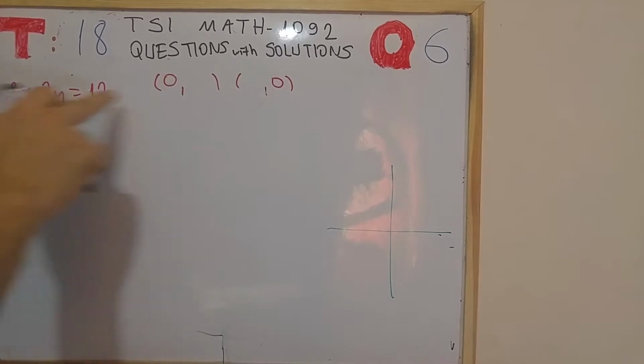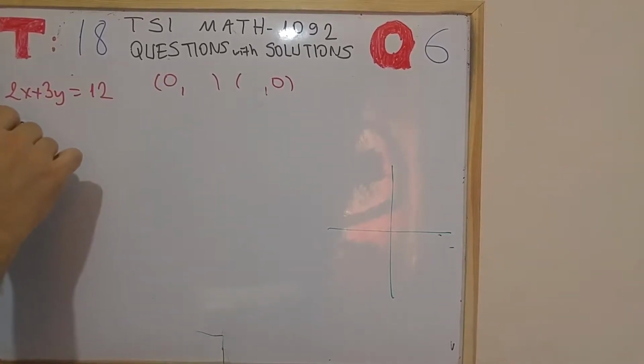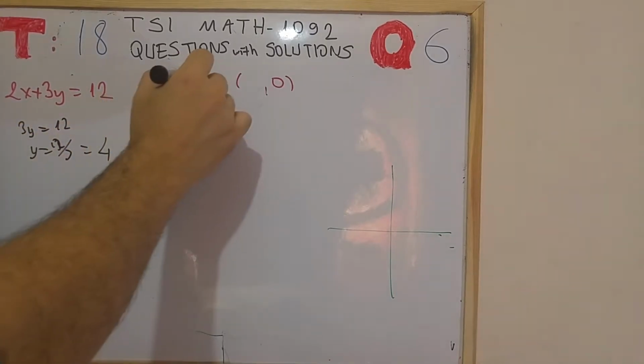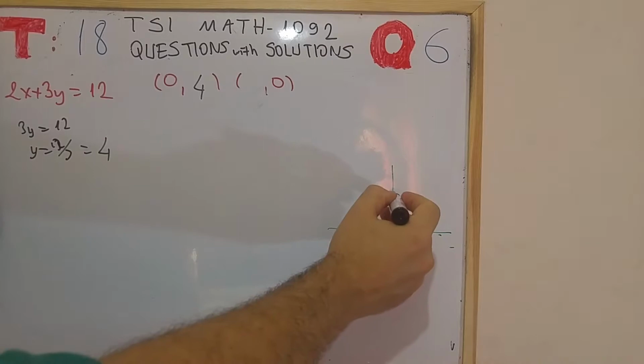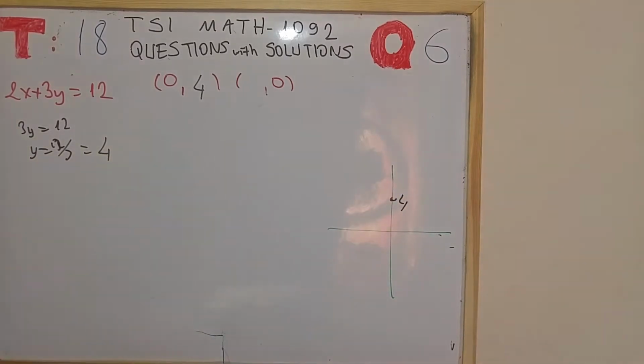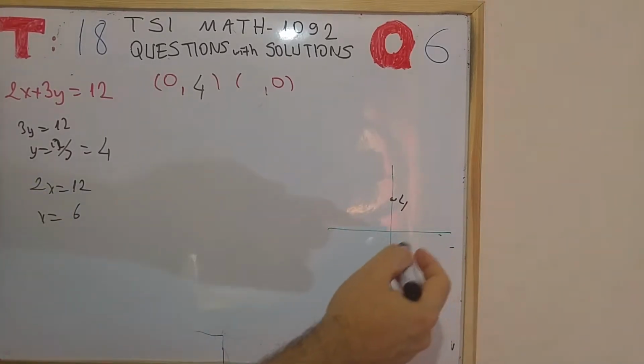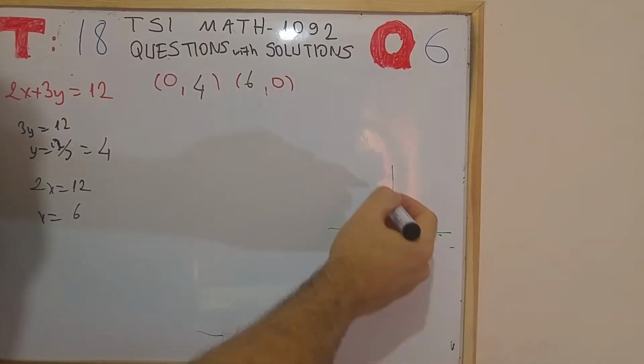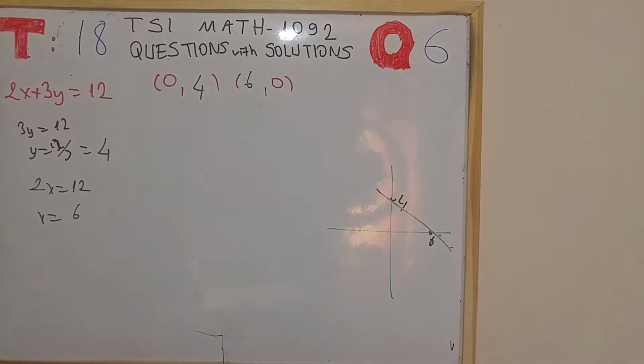When x is equal to 0, 3y would be equal to 12, and y would be equal to 12 over 3, that is 4. So my first point is 0, 4. Let it be somewhere like this. How about the second point? When y is equal to 0, 2x would be equal to 12, and x would be equal to 12 over 2, 6. So the second point is 6, 0, something like this. This is the line connecting these 2 points.